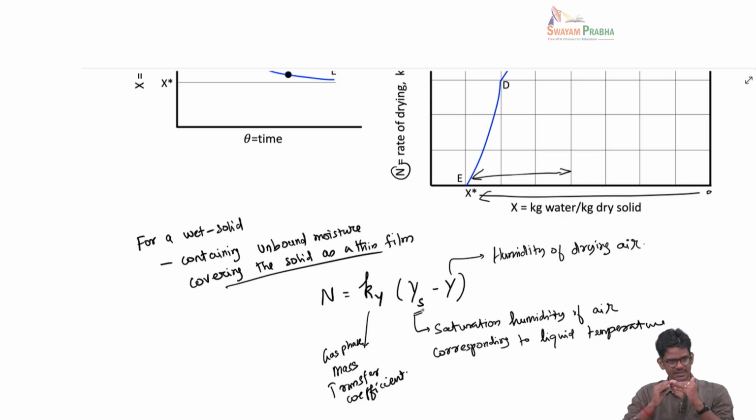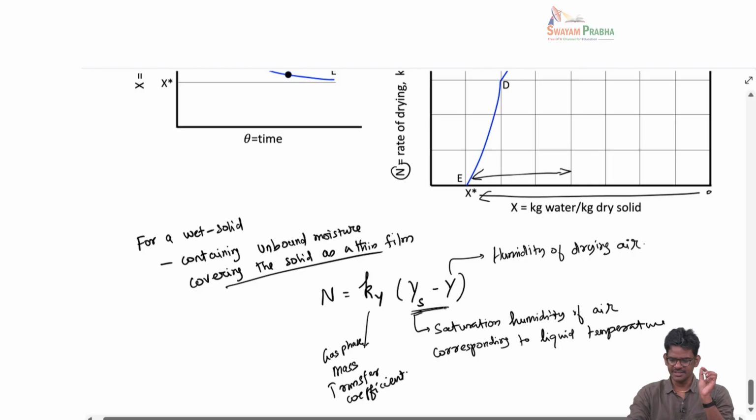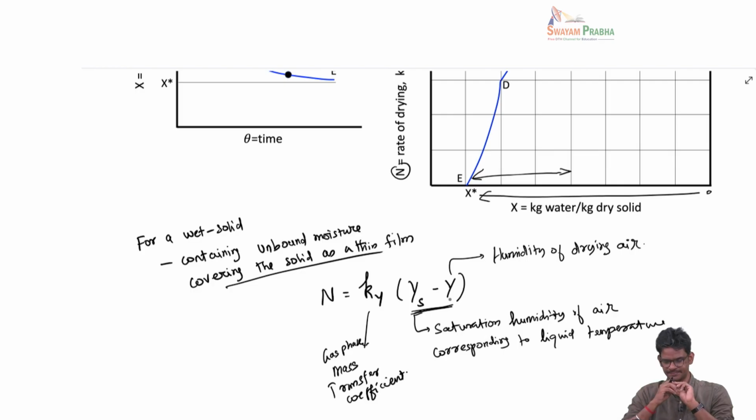Corresponding to that liquid surface temperature, there is a saturation humidity that we can find. Now that saturation humidity minus the actual humidity is a driving force for the drying to happen, okay. So these are all the important things to remember.